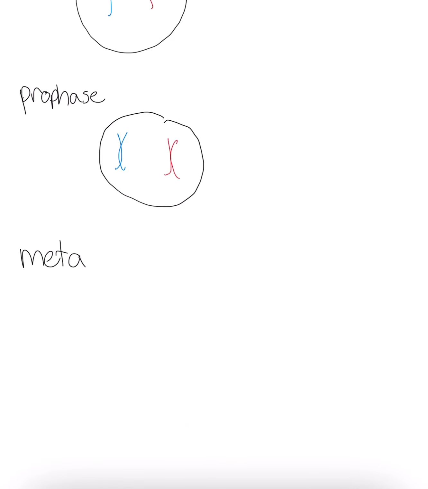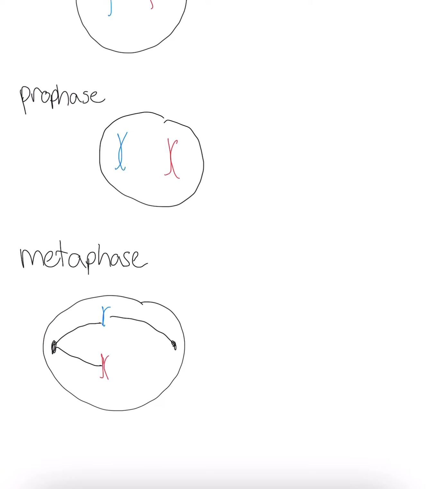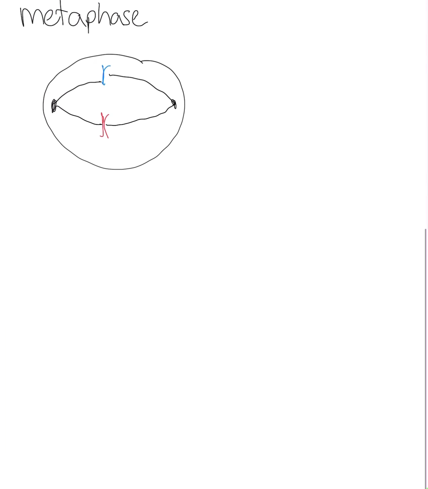Next, you have metaphase. In metaphase, the spindles and the duplicate chromosomes will line up along the axis like this, and these spindles form. Then they enter what's called anaphase.